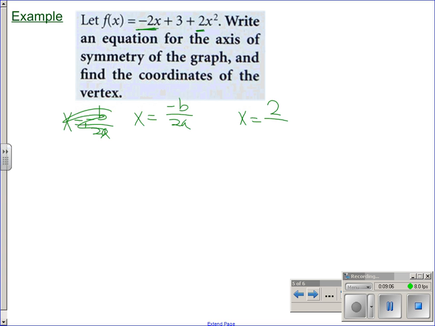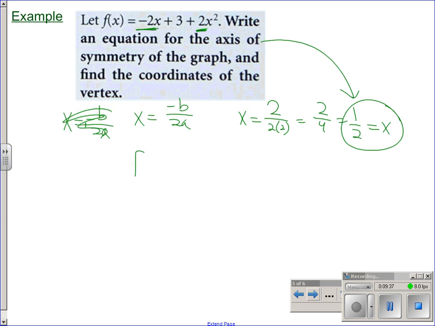Our a value is the coefficient of x squared. So we got 2 times 2. That's 2 over 4, which is 1/2. There is our axis of symmetry. It is also the x value of the vertex. So the question has two parts here. Write the equation for the axis of symmetry. That's that. And find the coordinates of the vertex. Well, axis of symmetry goes through the x value of the vertex. It goes through the vertex.